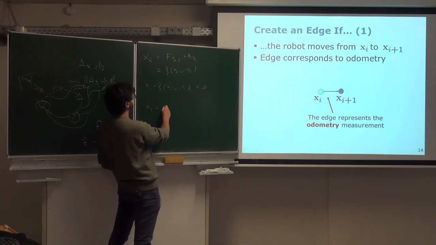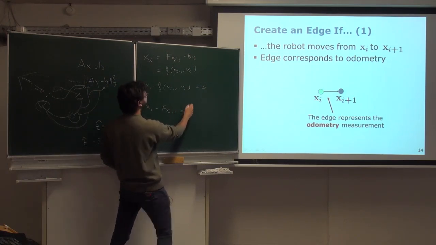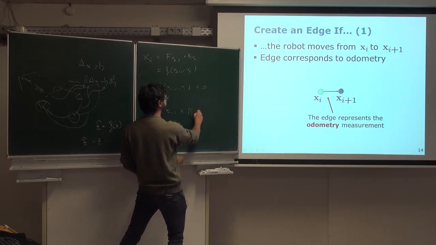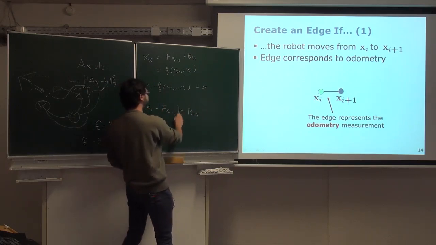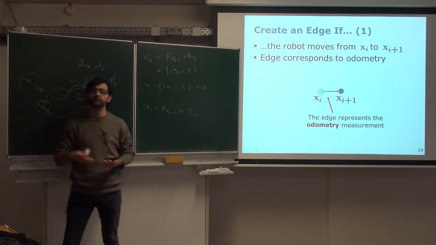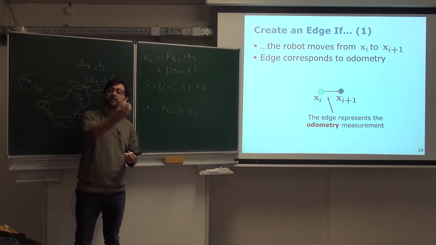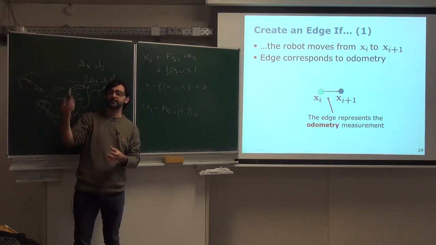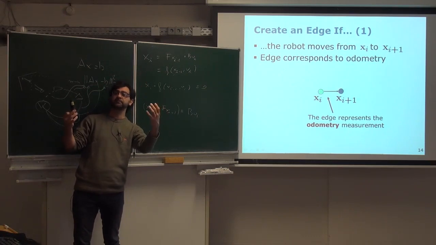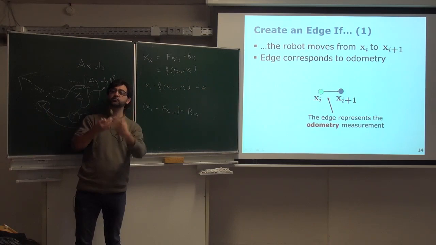x_i minus f x_{i-1} is equal to B u_i. So we basically change the concept of motion. Instead of saying I'm in a state x and apply a motion, we just consider that the robot was in state x_i at some point, is in state x_{i+1} at another point, and the difference between these two will be our motion. Okay?